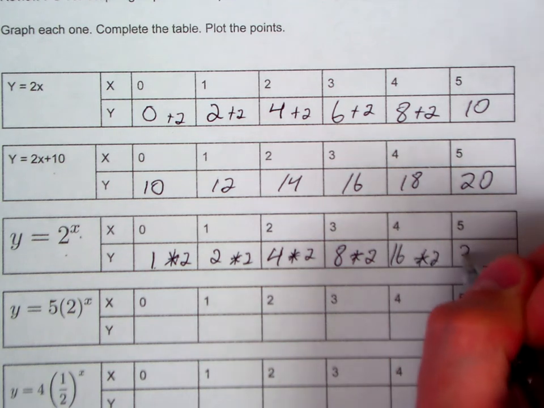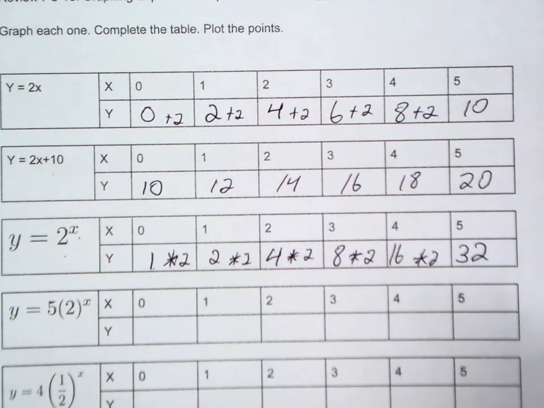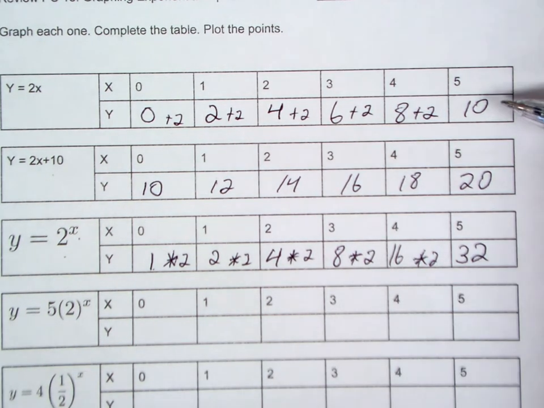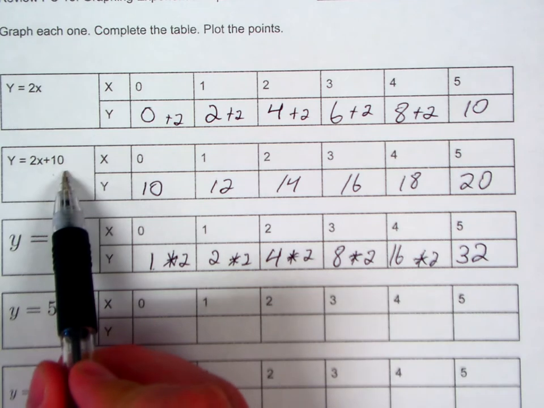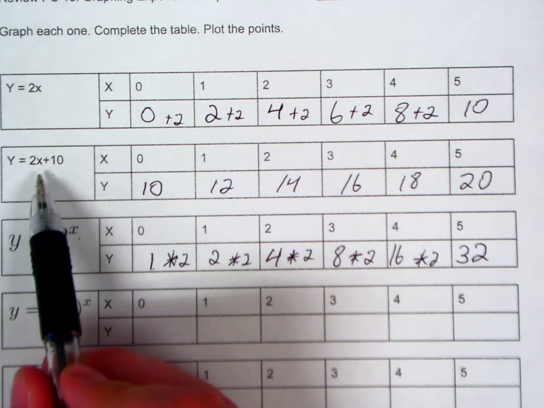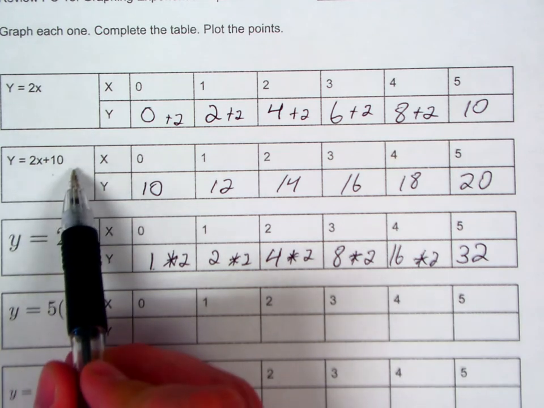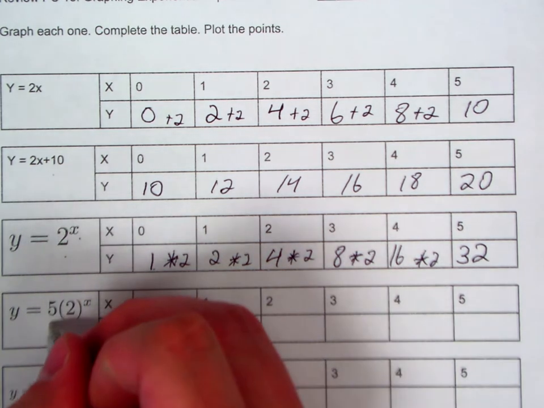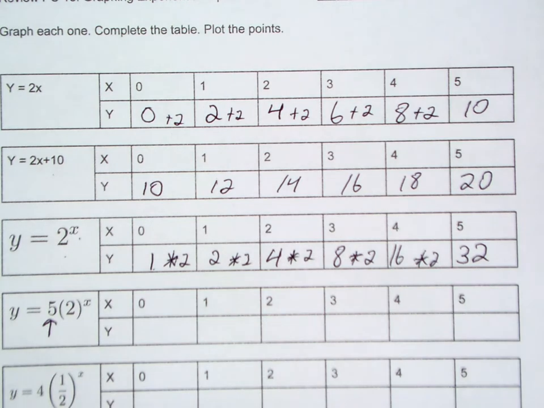And what you notice is that it grows a lot faster than adding 2. We got to 10, whereas here we got to 32. And very quickly, that's going to change even more. Similar to linear equations, where we might have a starting value of 10, if we did y equals mx plus b, there are starting values for exponentials as well.